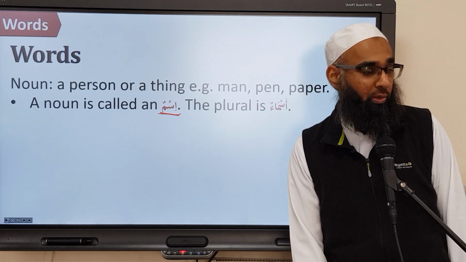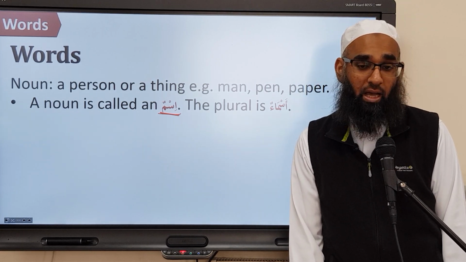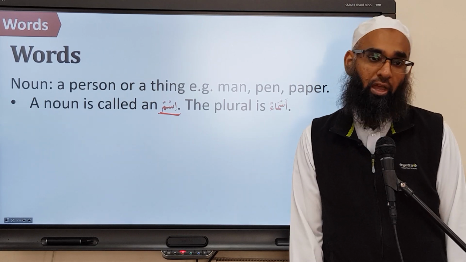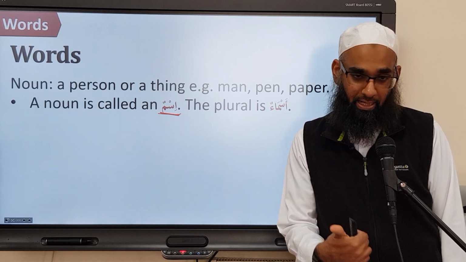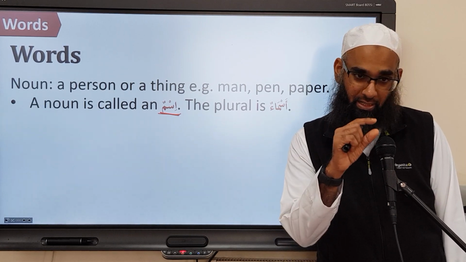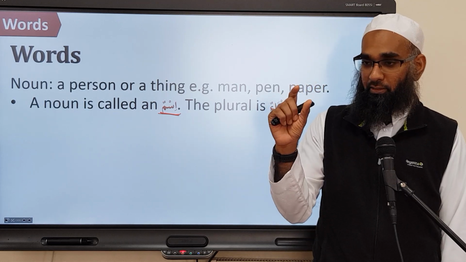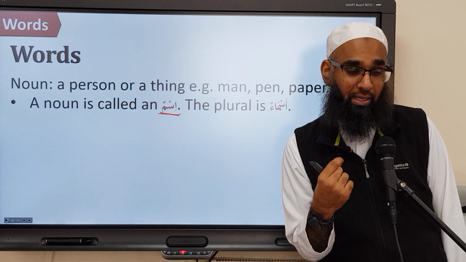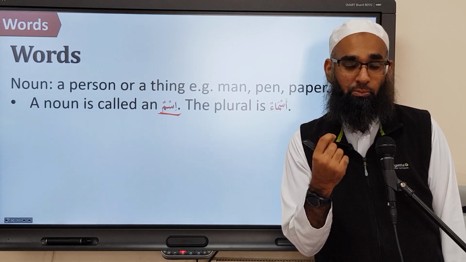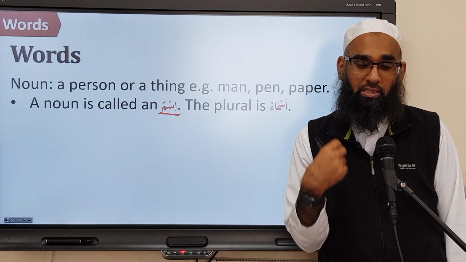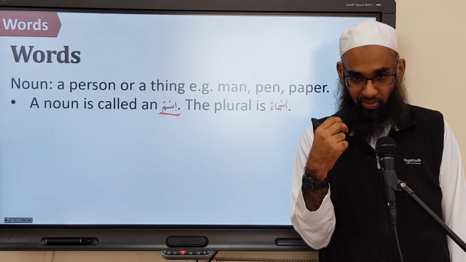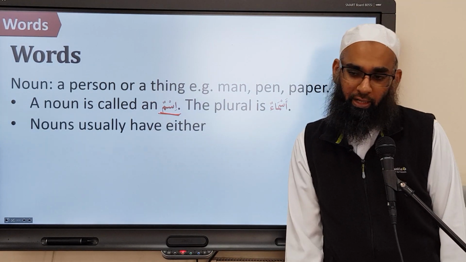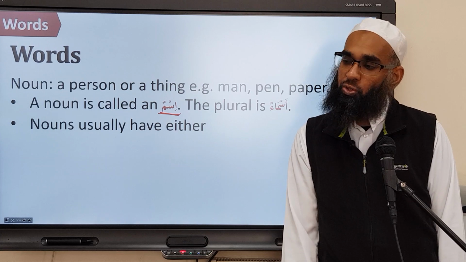Good. If you have more than one noun, you call it asma'un. What do you call it? Asma'un. Let's start again. What's a word in Arabic? Kalima. And a kalima can be a noun, verb, or particle. And a noun is called, in Arabic, an ismun. If you have many nouns, you call them asma'un. Yes? You with me? Very good. Okay. Now, when you're reading the Quran, or an Arabic text, how would you know if it's a noun?